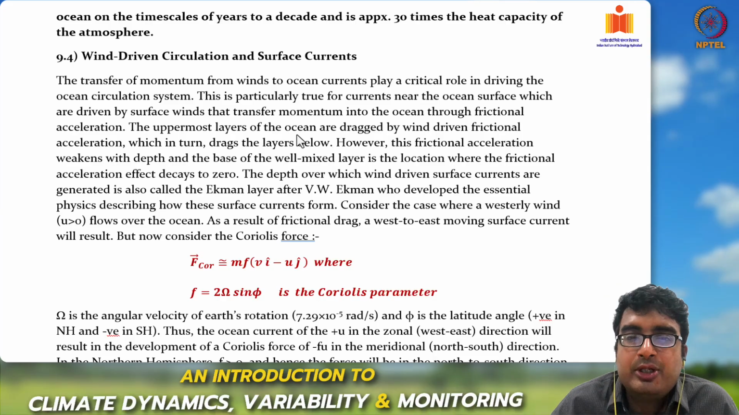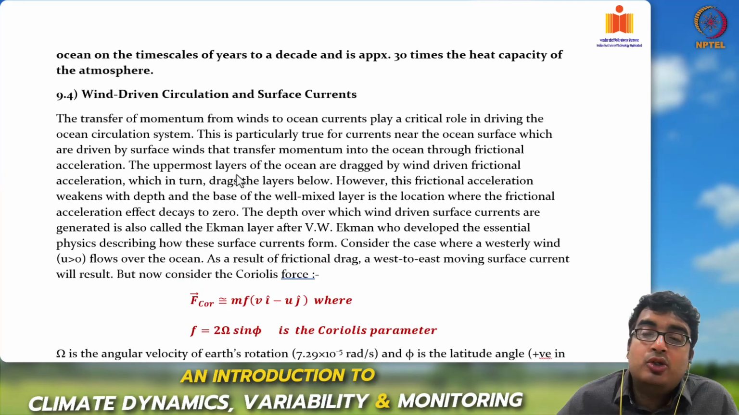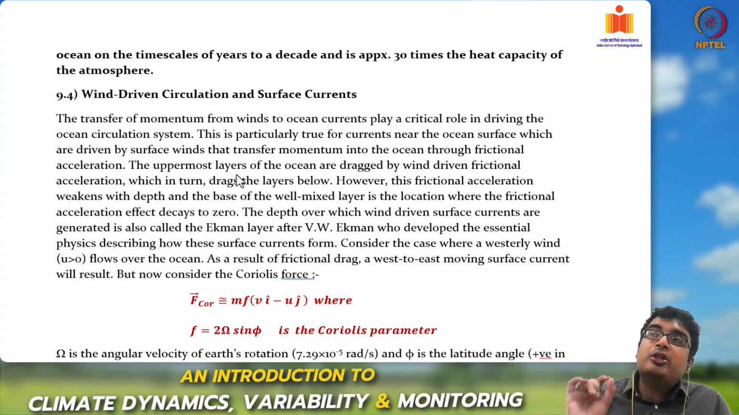So the uppermost layers of the oceans are dragged by wind driven frictional acceleration, which in turn drags the layers below. However, this frictional acceleration weakens with depth, and the base of the mixed layer is the location where the frictional acceleration effect decays to zero. So the bottom of the mixed layer is also the location where the impact of the frictional drag force caused by the wind decays to zero.